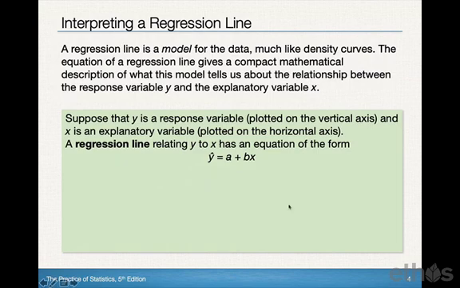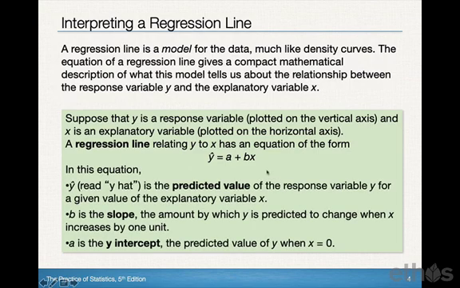Alrighty, so we introduced this formula here. Y hat is a predicted value that the regression equation allows you to plug in x values and to predict y values for the input. So y hat is how you read it. Predicted value, B is the slope, A is the y-intercept.